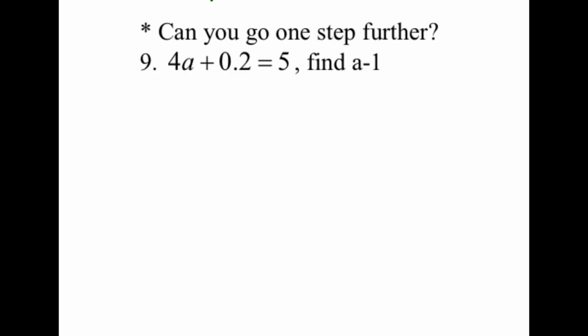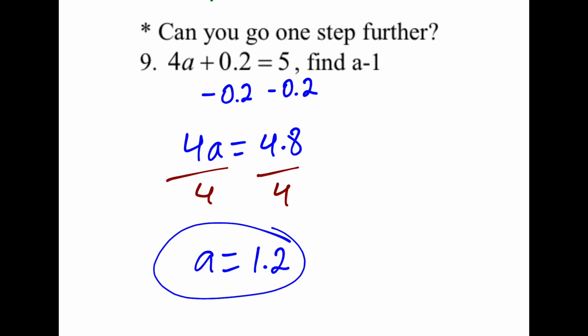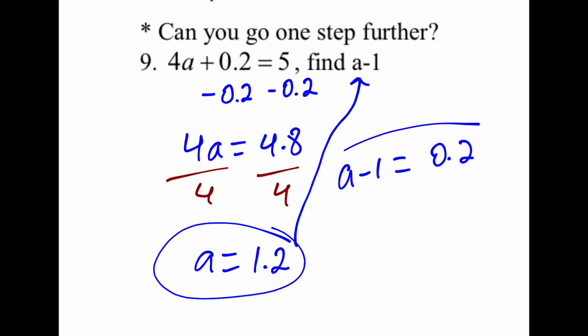Another trick that will show up on the SAT is solving equations like this. We subtract 0.2 from both sides. We get 4a is equal to 4.8. We divide by 4, and we get that a is equal to 1.2, and we think we have our answer. But it turns out they didn't ask for a, they asked for a minus 1. So a minus 1 is equal to 0.2. And that's the actual answer.